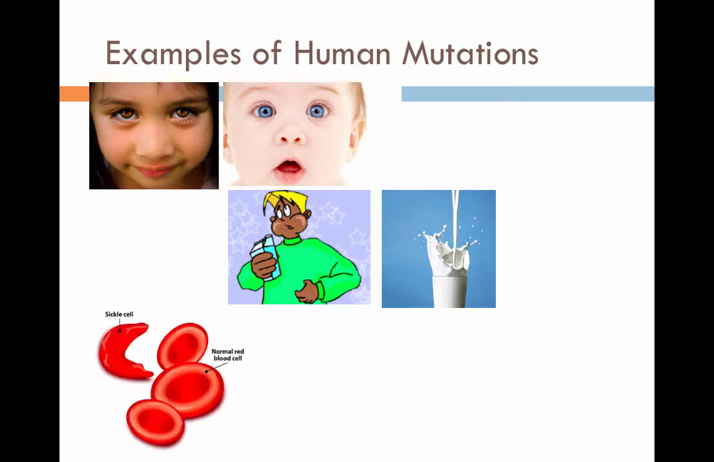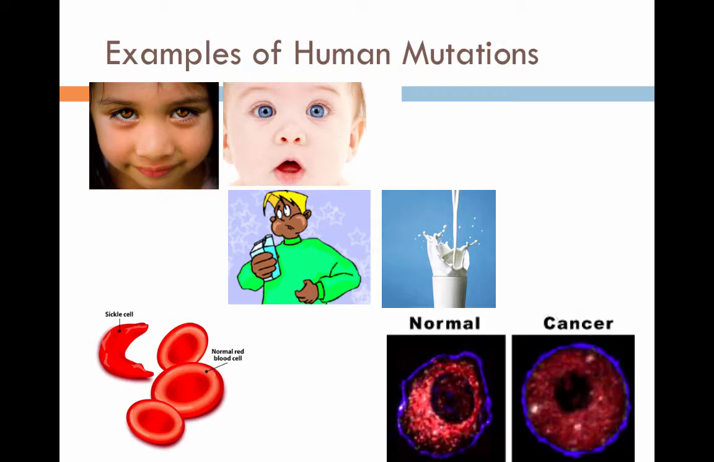Sickle cell anemia is a mutation that causes people's red blood cells to not be able to hold oxygen. This is a bad mutation and can actually kill you. Another bad mutation is cancer. Sometimes some of your cells randomly develop a mutation in their DNA that causes them to grow out of control. This is cancer.